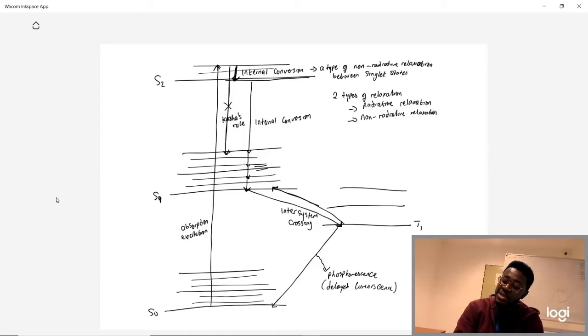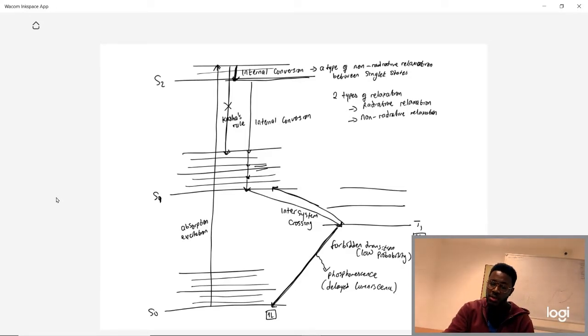And this is a forbidden transition. Why is it called a forbidden transition? Because you're changing the spin. You're going from your triplet to your singlet. You're changing your spin, so this has a very low probability.